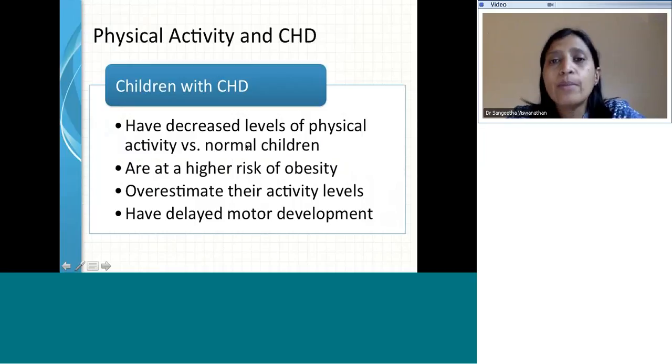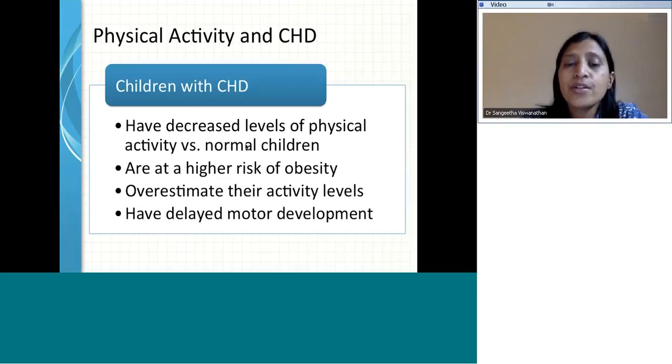So when you talk about physical activity and children with congenital heart disease, children with CHD have decreased levels of physical activity when compared to normal children. And they are at a higher risk of obesity as a result. Now, the reason for the decrease in the physical activity is multifactorial, and we will look at that later on in our talk. But it is well recognized that compared to the normal population, the patients with CHD do perform less. However, they have an overestimation of their activity level. So they think that they are doing more than they are doing. And also they don't have a very clear idea of what they can and can't do.